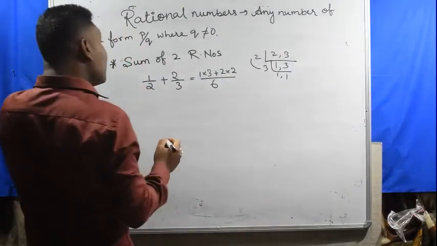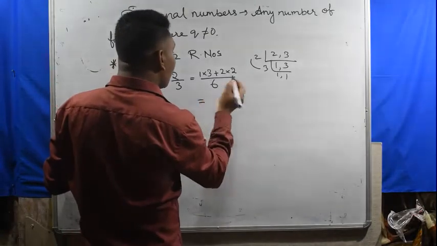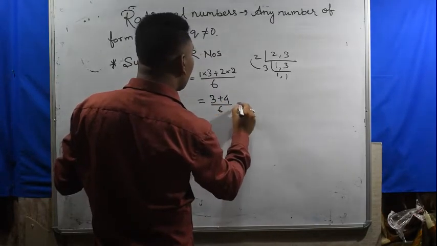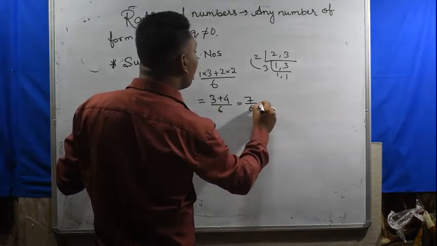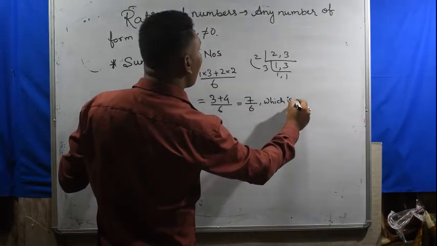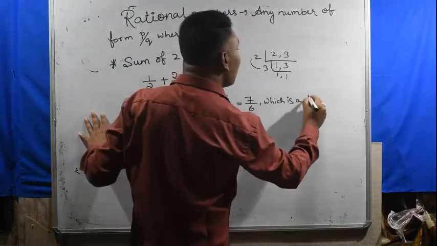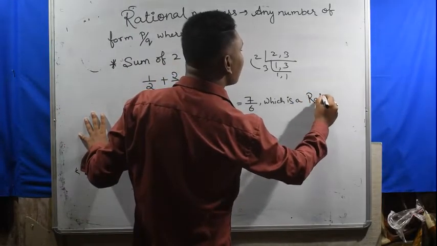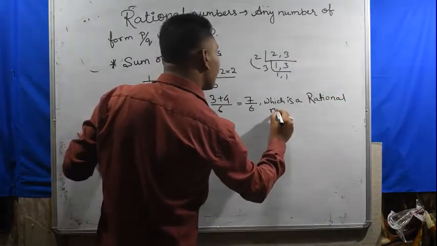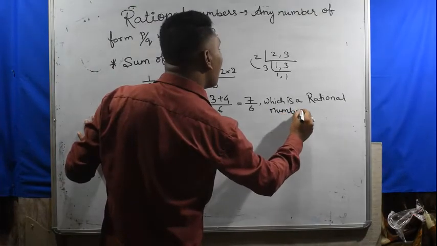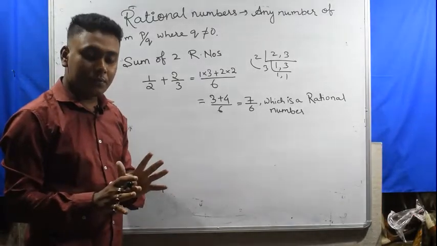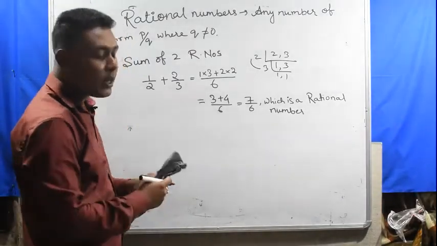Okay. So let us find the sum. 3 plus 4 by 6 is equal to 7 by 6, which is again a rational number. That means the sum of two rational numbers is always a rational number. Understood?